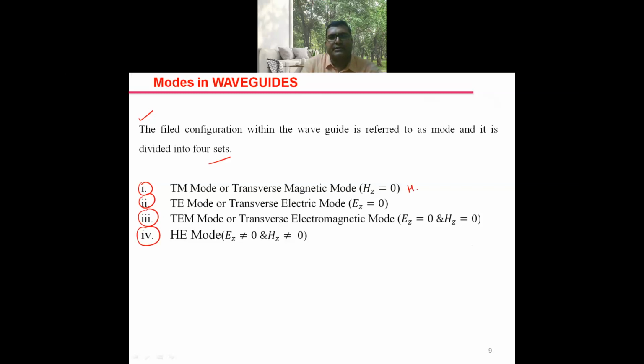In TM mode, Hz is equal to 0. In TE mode, Ez is equal to 0. In TEM mode, Ez is equal to 0 and Hz is equal to 0. In hybrid mode, Ez is not equal to 0 and Hz is not equal to 0.